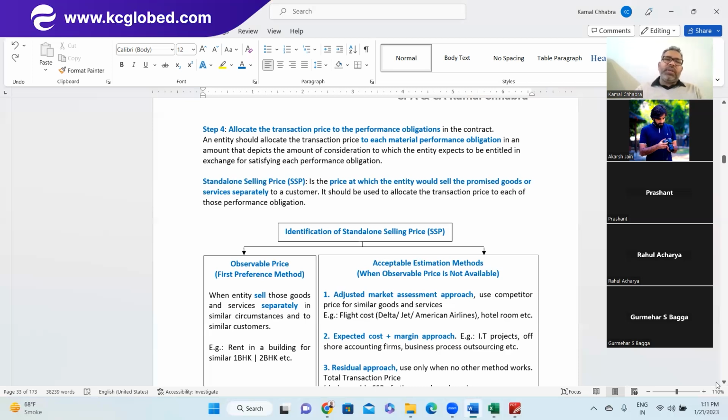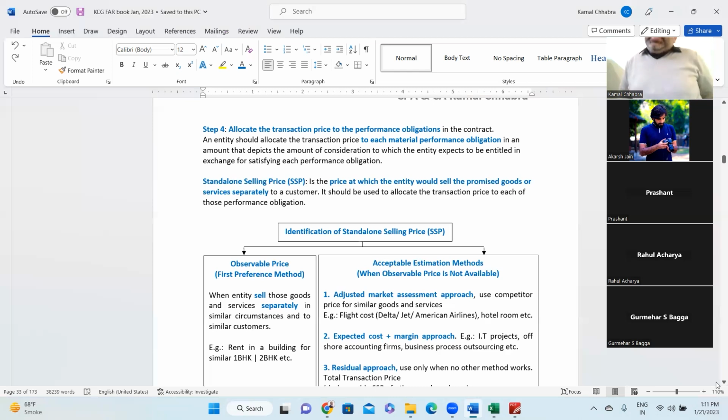So first preference is always an observable price method. And if observable price method is not suitable for your product and services, then you go to the acceptable estimation method. In the acceptable estimation method, there are three types of method. One is adjusted market assessment approach. Second is expected cost plus margin approach. And third one is residual approach. We'll be understanding all these methods in detail.